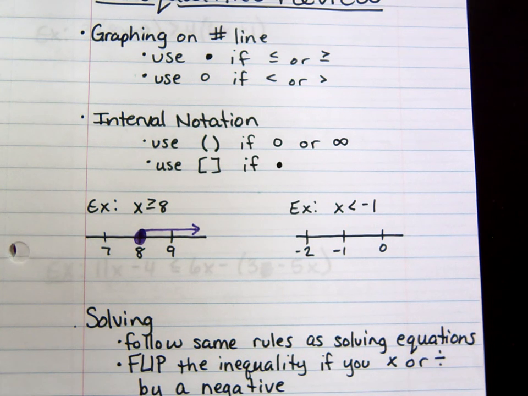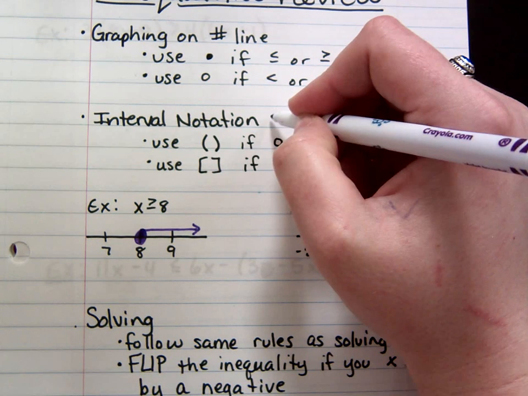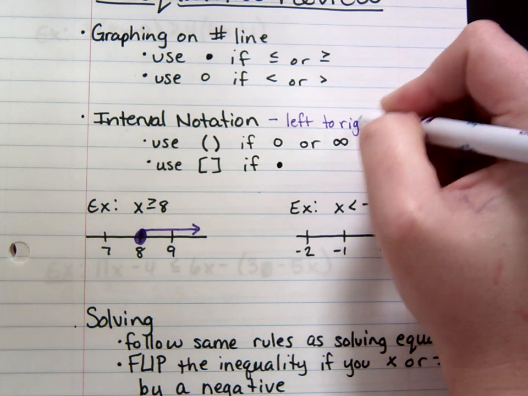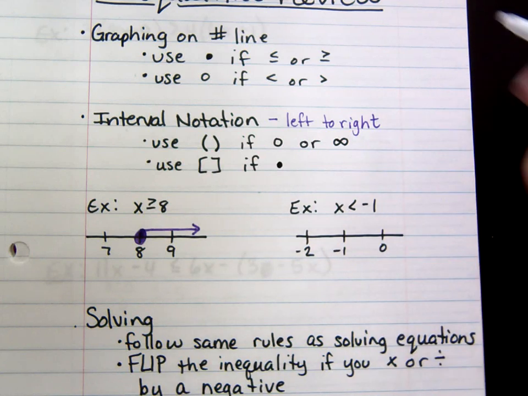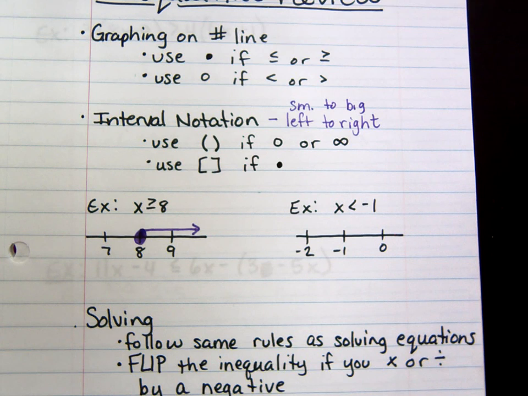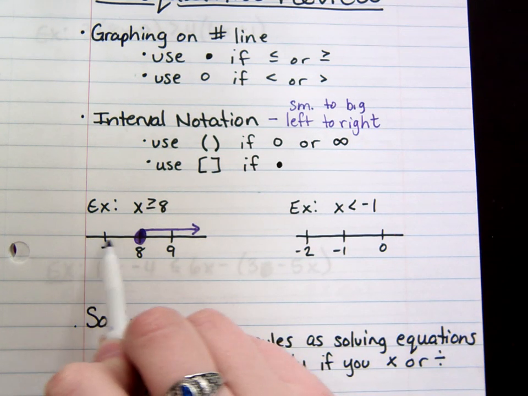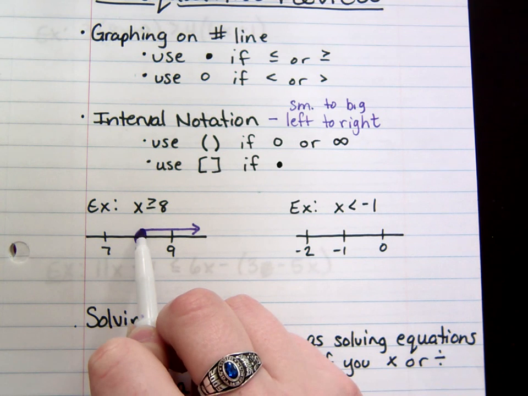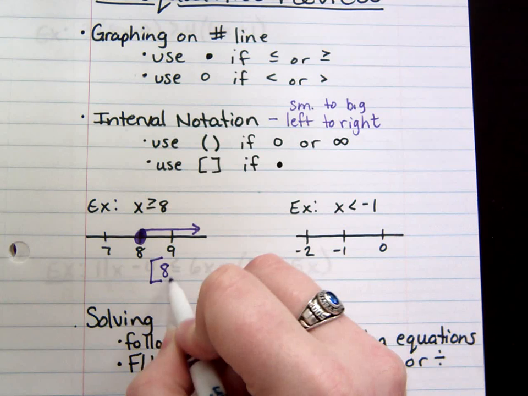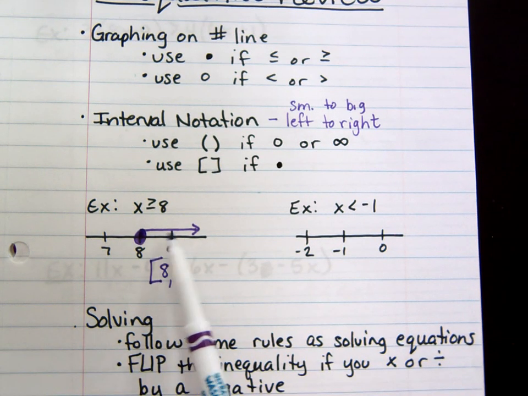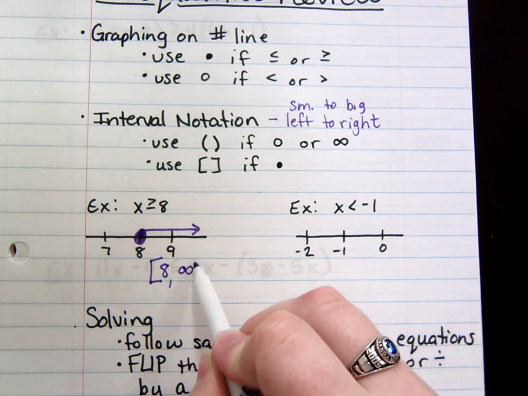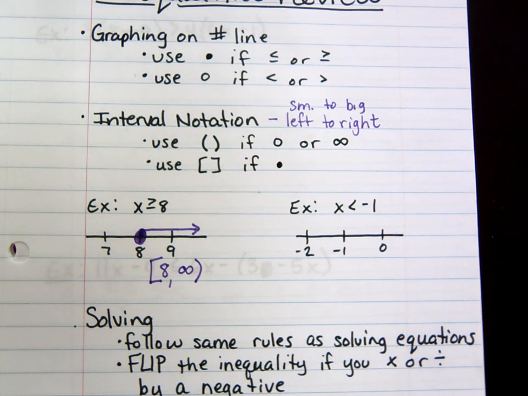Now, let's look at the interval notation for that. Remember, interval notation, you go from the left to the right, small to big. So here, as I go from left to right on the number line, the first thing I reach is 8. And because it's closed, I use a bracket. Then my graph continues to the right without limit. It goes forever to infinity. Infinity has parentheses with interval notation.